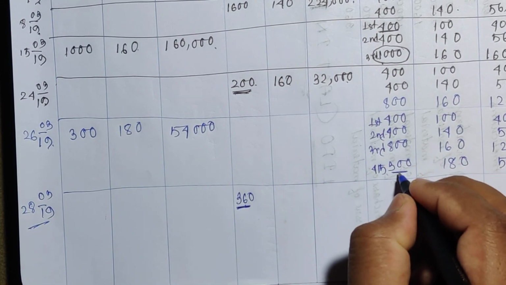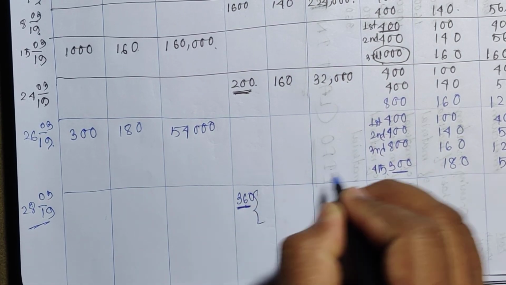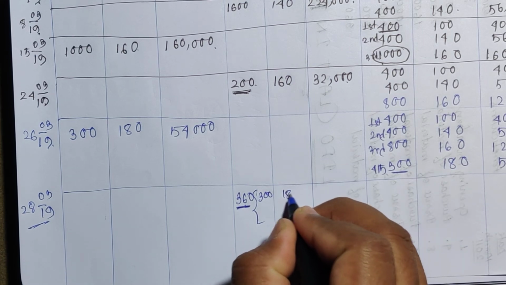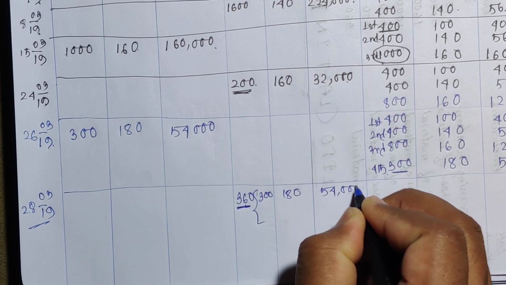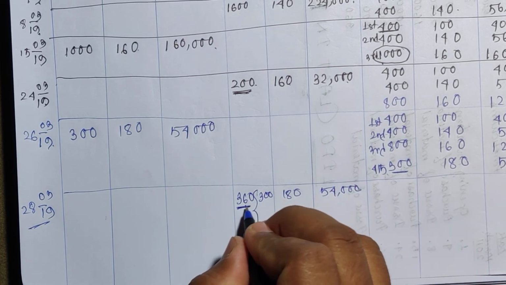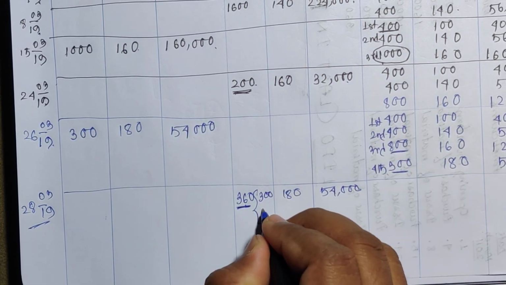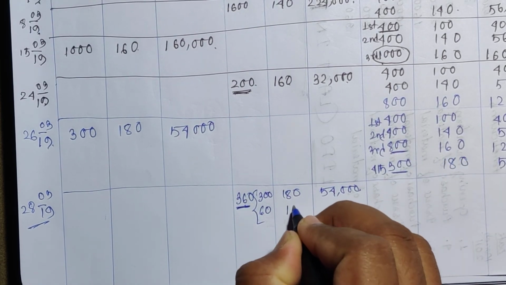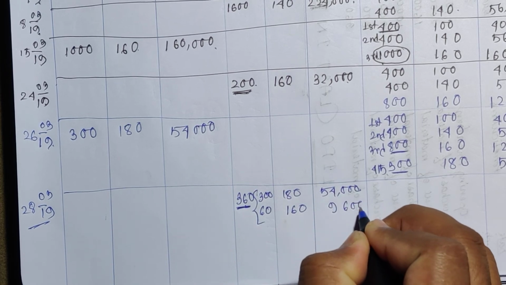So in my stock the last in is 300. So the total 300 units will go, per kg rate is 180, total amount will be 54,000. The rest 60 units will go from the third lot, that is from the 800 units. Third lot price is 160 per kg, total amount will be 9,600.